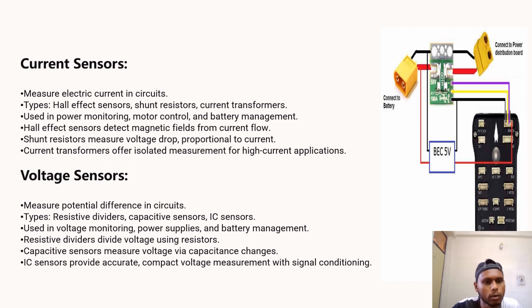So these are some properties of current sensors and voltage sensors. But one point to remember, we can find current and voltage using other sensors also. In current sensors, we are using the Hall effect sensor here, but for high current applications, we can also use current transformers, which offer isolated measurement for high current applications. And in voltage sensors, we can use simple capacitive sensors also, or IC sensors. There are some advantages of IC sensors, which provide more accurate and compact voltage measurement with signal conditioning.